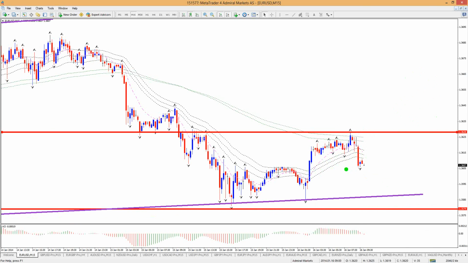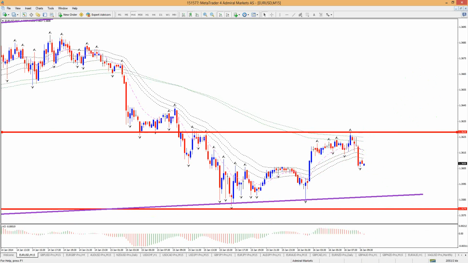For the moment, though, there's more momentum to the downside, but we are close to support, and that momentum to the downside is still a bit early. That would be the summary.